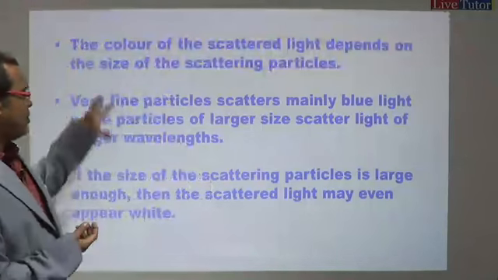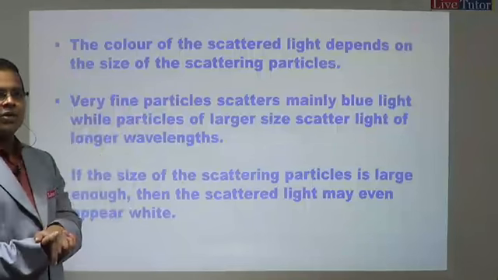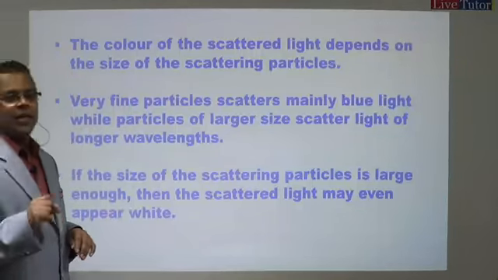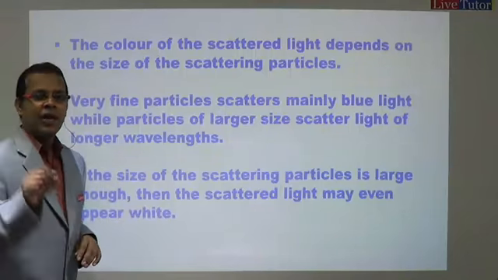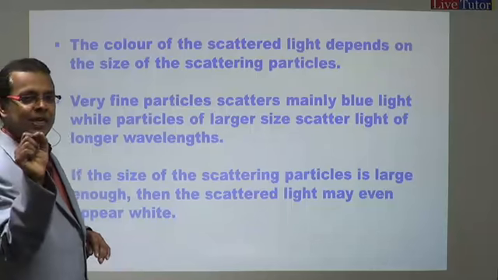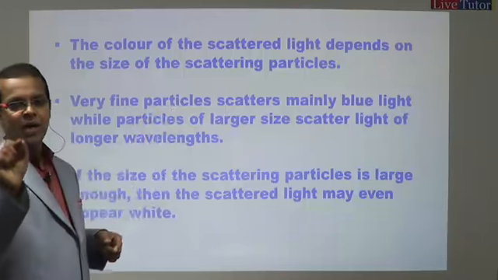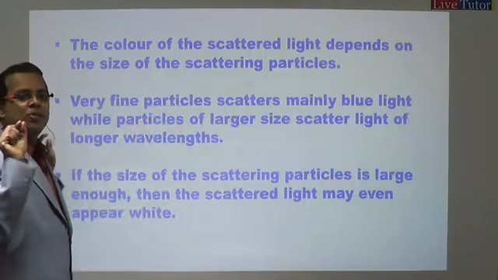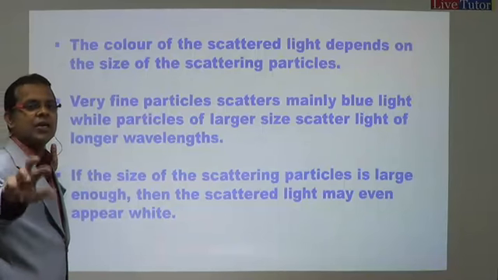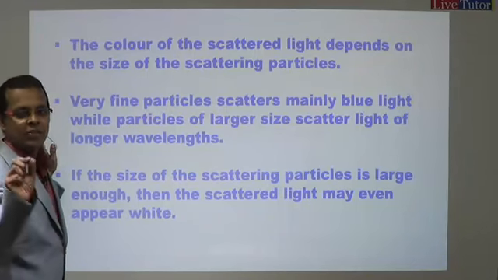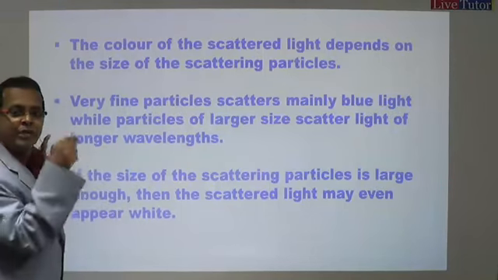And there are some important points that we have to note about the Tyndall effect. The color of the scattered light depends on the size of the scattering particle. If the size is more, the scattering will also be more. Very fine particles scatter mainly blue light. You have to remember, if the particle size is very small, they will scatter mainly blue light. Particles of larger size will scatter light of longer wavelength. That point you have to remember. We will discuss this in detail. What is the reason? If it is so, what will happen?